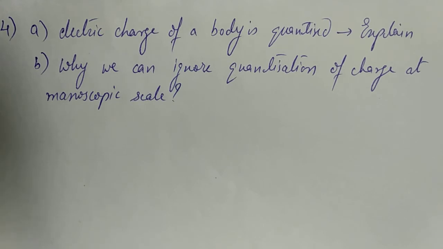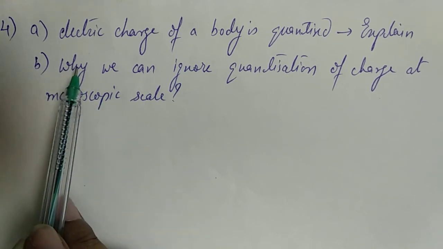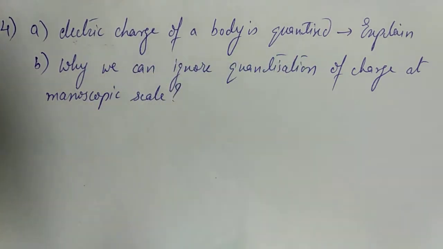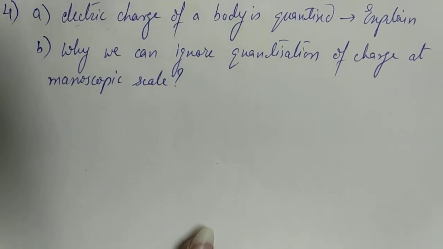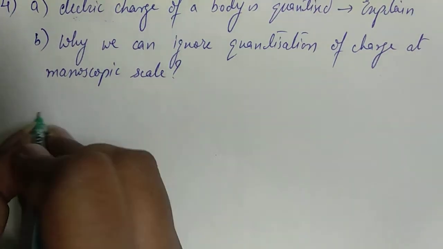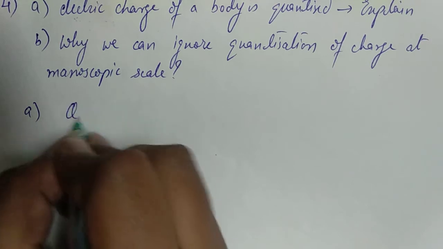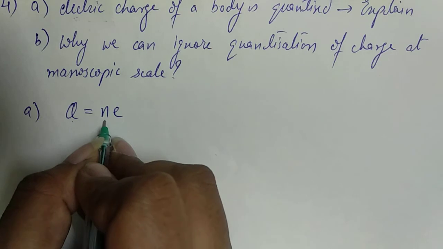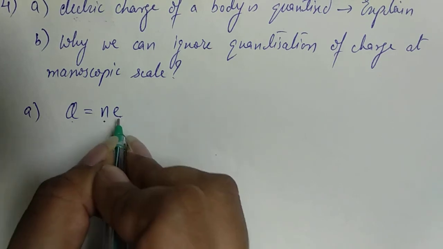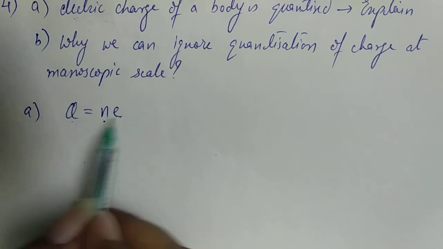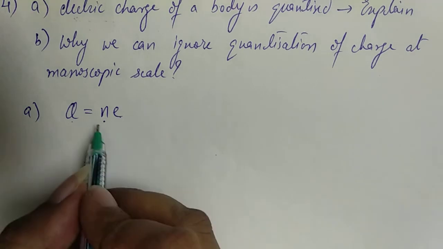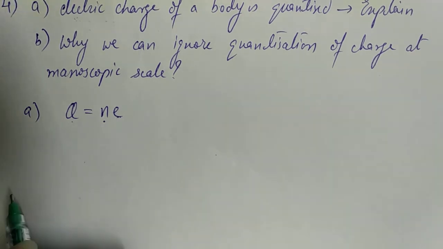In the fourth question, it's not a numerical actually, it's a theoretical question. They are asking you to explain the statement that electric charge of a body is quantized. How will you explain? We have already studied this in theory. We know that Q is equal to NE, where Q is the total charge of the body, N is the integer, and E is the fundamental electronic charge. So according to this equation, the total charge on any body will be in terms of the fundamental charge.